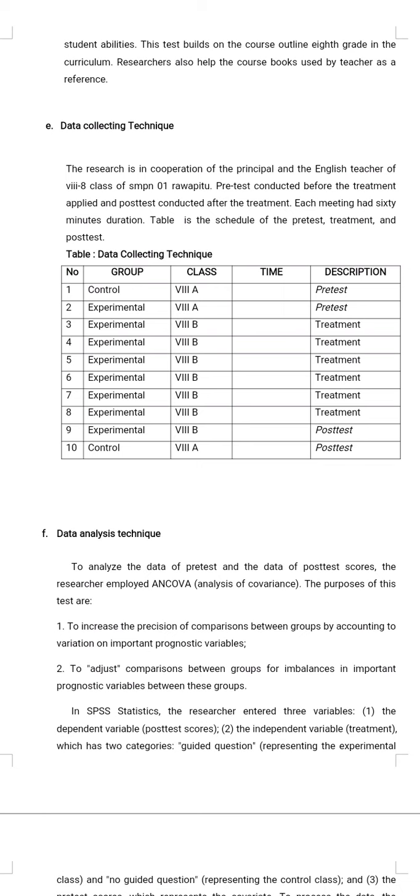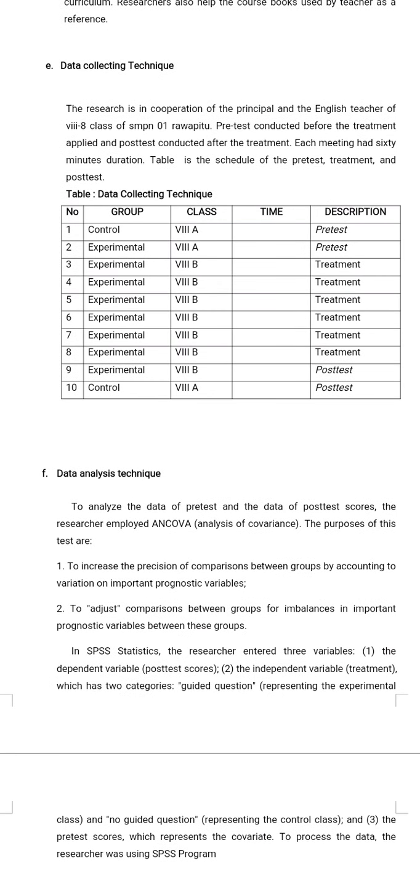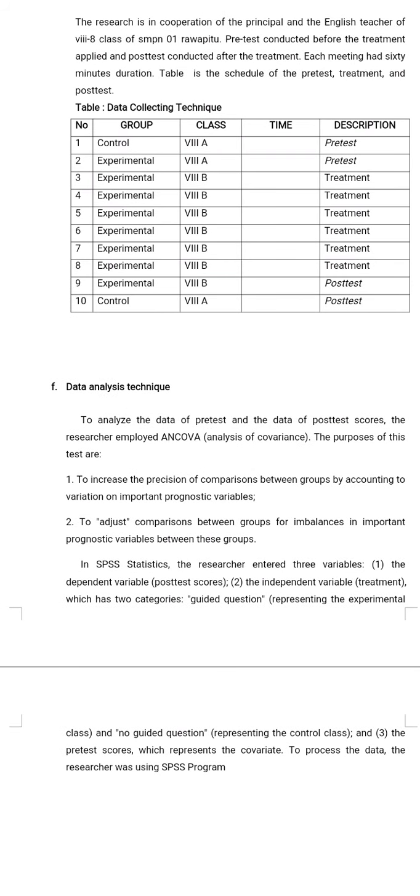And A. Data collecting technique. The research is in cooperation with the principal and the English teacher of each class of SMPN 1 Rawapitu. Pretest is conducted before the treatment is applied and post-test is conducted after the treatment. Each meeting had a 60-minute duration. The table is the schedule of pretest, treatment, and post-test. Table: data collecting technique.